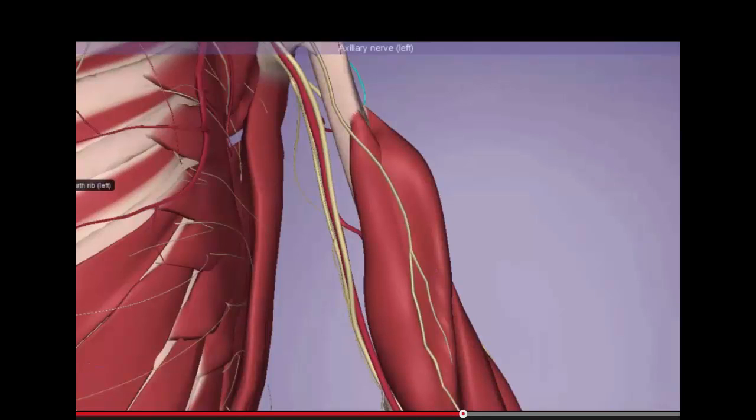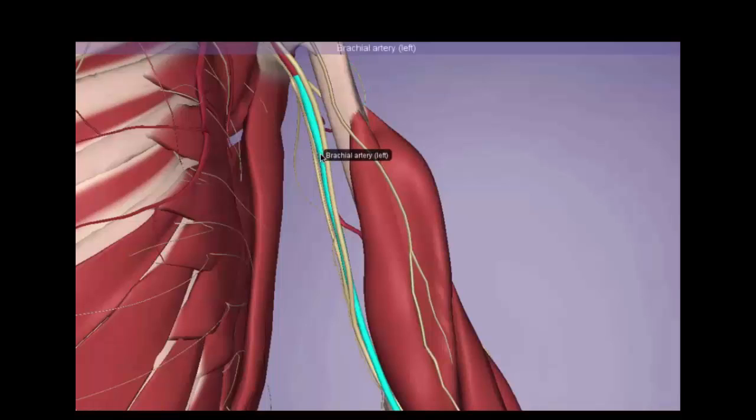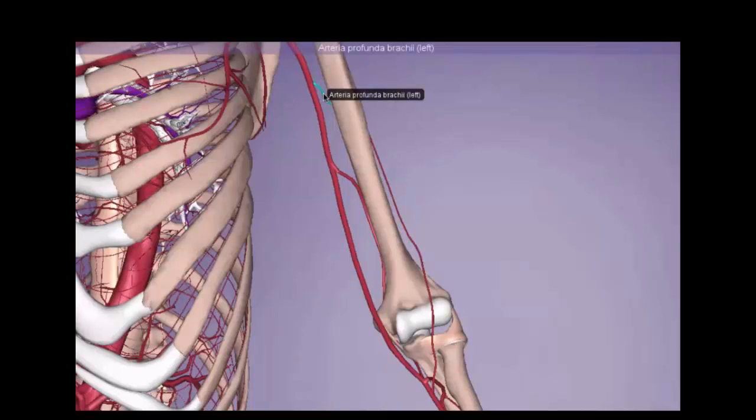The brachial artery is named so after the axillary artery passes the teres major. It's going to be right here. It is straddled by the median nerve and the ulnar nerve. The ulnar nerve is posterior then, and the median nerve goes anterior.